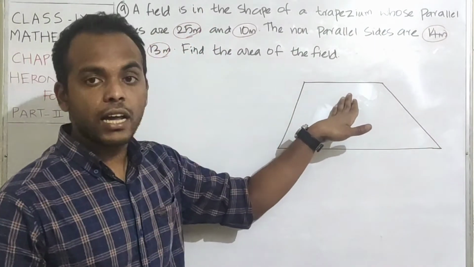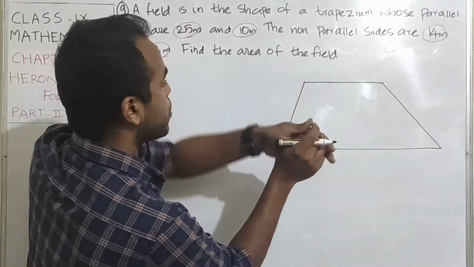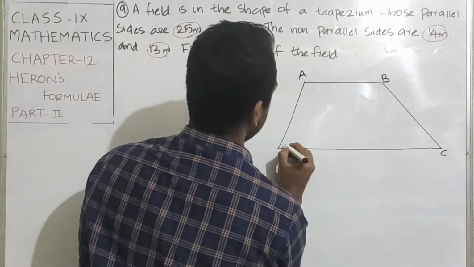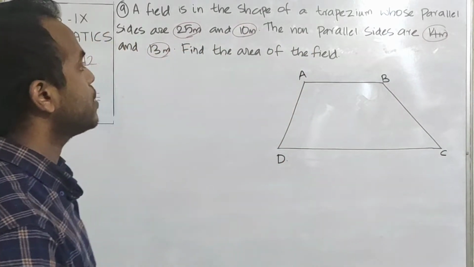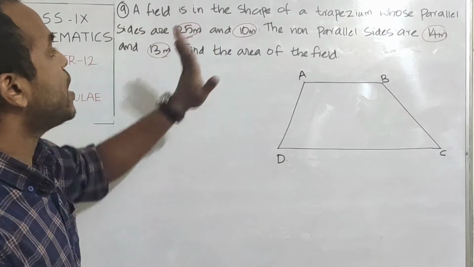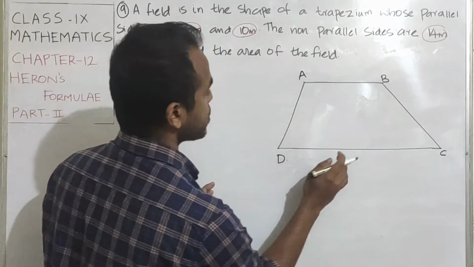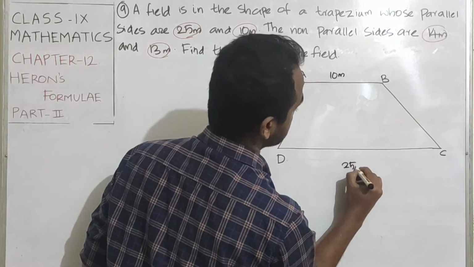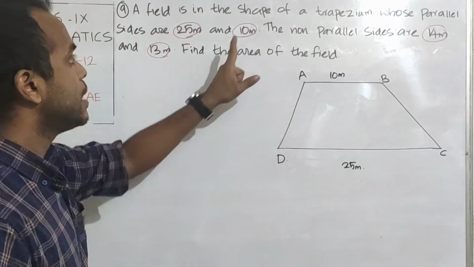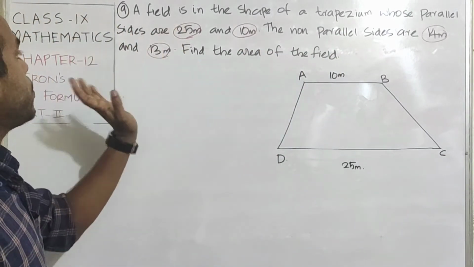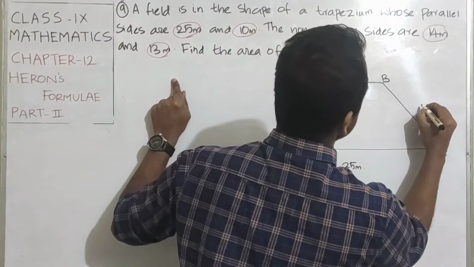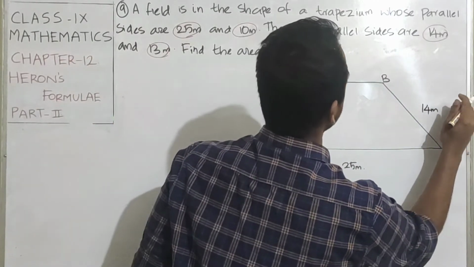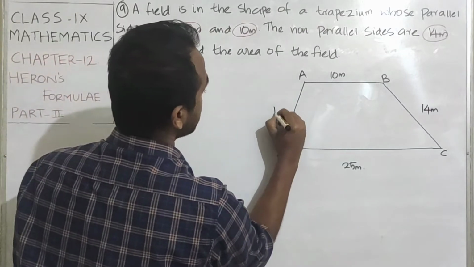I hope you understand that. In a trapezium there is a pair of parallel sides. I'm going to name it as A, B, and C, D. Now, what all things are given? Parallel sides are 25 meter and 10 meter. Obviously the shorter side will be 10 meter, and the bottom side, let's mark it as 25 meter as it is given. The non-parallel sides are 14 meter and 13 meter. So these are the non-parallel sides. Of course, they are not at all parallel.